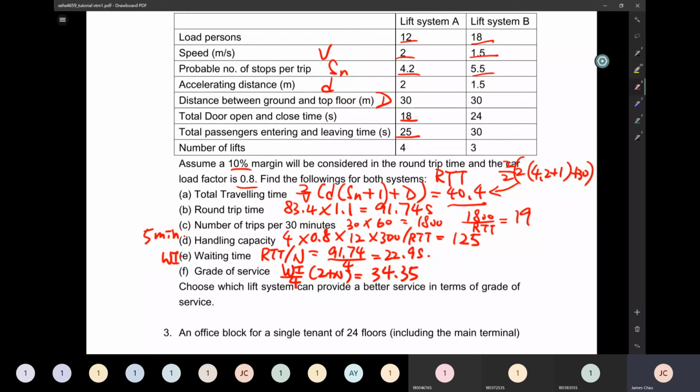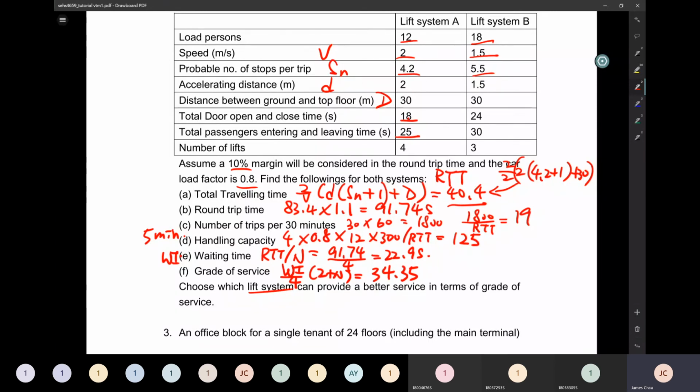Now, you can make the similar calculation for system B, and you can get another grade of service. After that, you can compare the lift systems to see which lift system gives you the best result. Okay? And after you complete the calculation for lift system B, you can upload to Moodle, and later I will check it to see whether you give the correct answer or not. Okay?